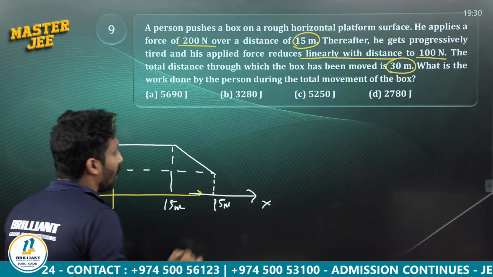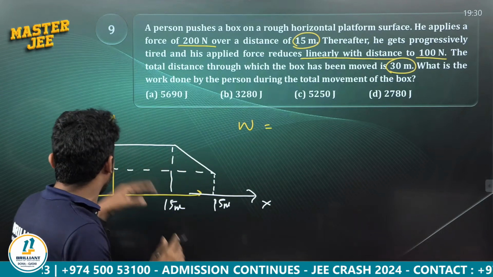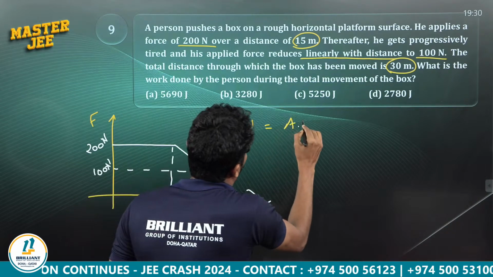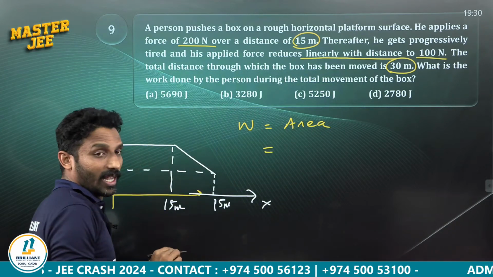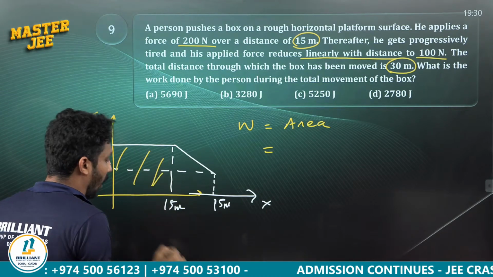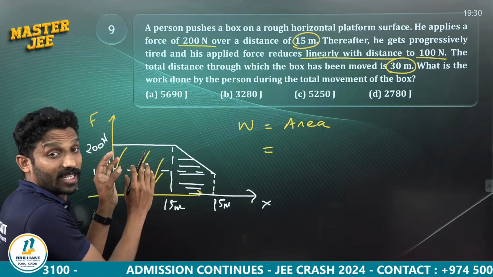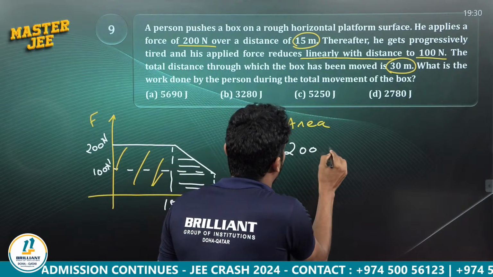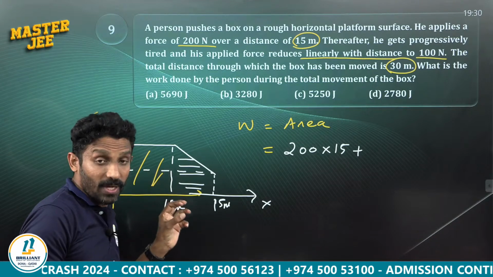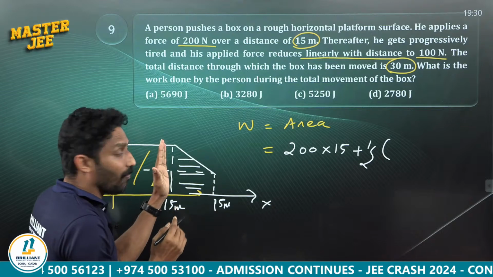Now, what is the work done if you get a force-displacement graph? The work done is the area under the graph. There are two areas: one is this rectangular area, length into breadth, 200 into 15, plus the other one, this trapezium area. What is the trapezium area? Half into the sum of parallel sides.